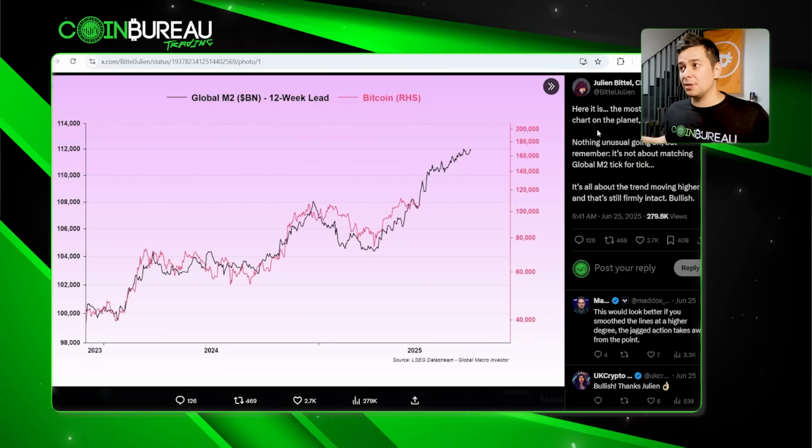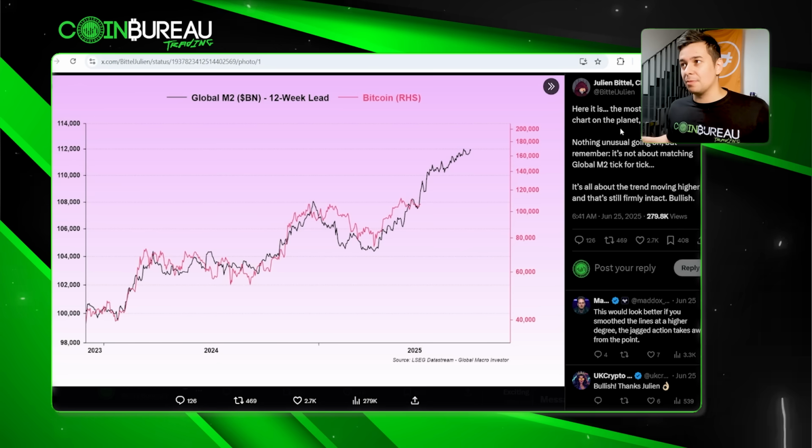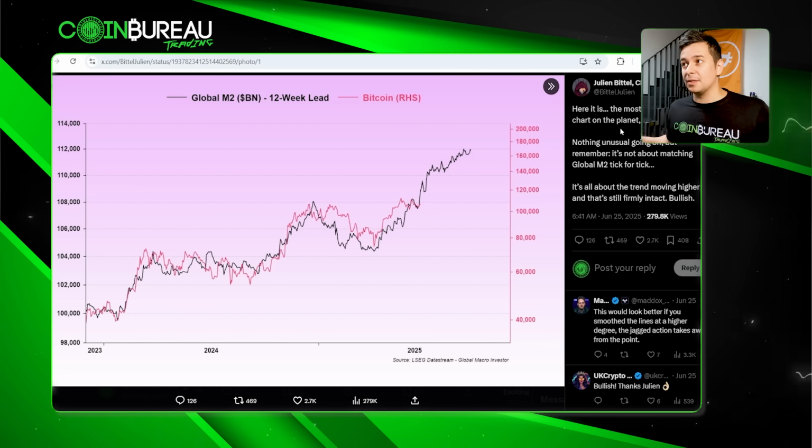So I want to start out, guys, by showing this chart here. If you're active on X, chances are you've seen it at some point. This is basically a Bitcoin price corresponding to global liquidity with a 12-week lag, essentially. This is a chart provided by Real Vision, specifically by Julian Biddle, who's one of the analysts working at Real Vision. If you follow Raoul Pal, you'll know that he shared this chart a lot. And there have been variations of this chart going around.